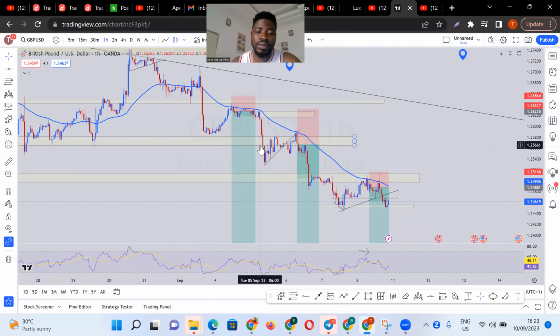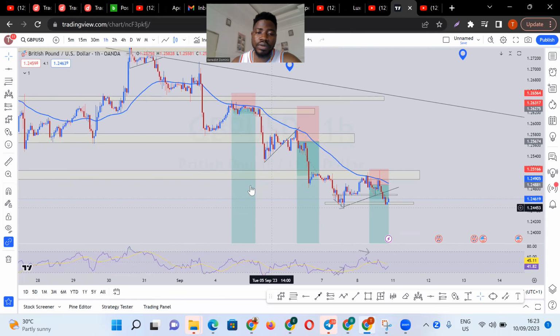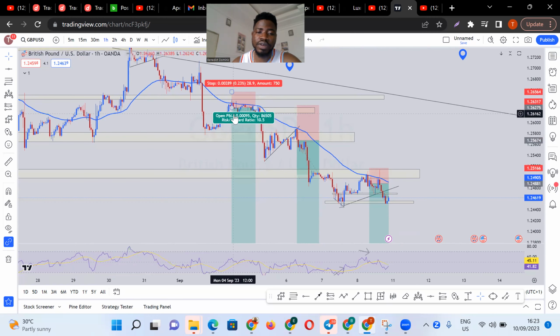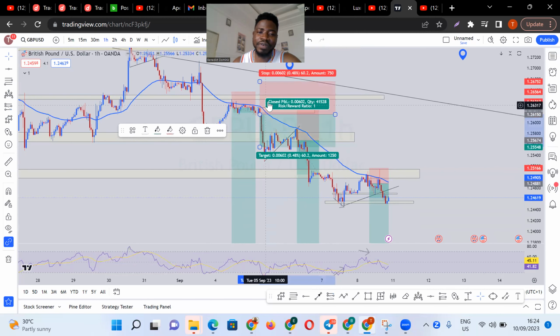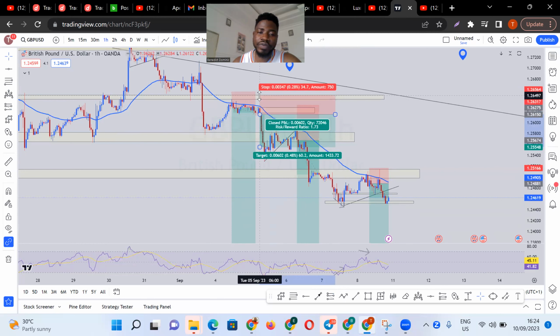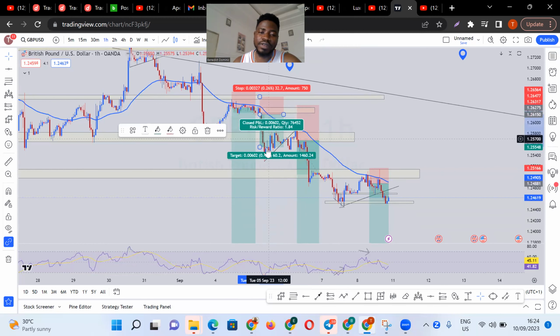I think it gave another trade right here in the morning on Tuesday. Which day is this? This is Tuesday, yeah. This first trade is on Monday. The second trade is on Tuesday. So the market is bearish on higher time frames. Feel free to read your structure well and enter your trades.